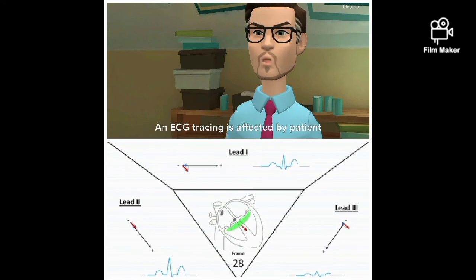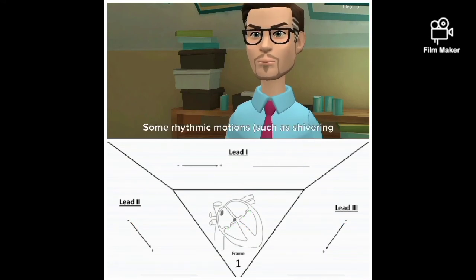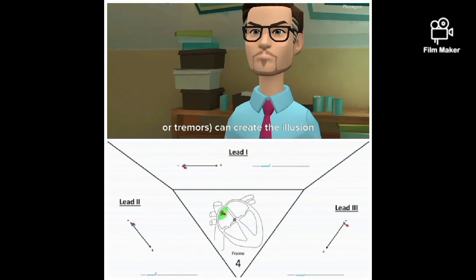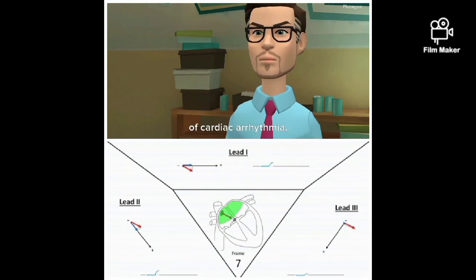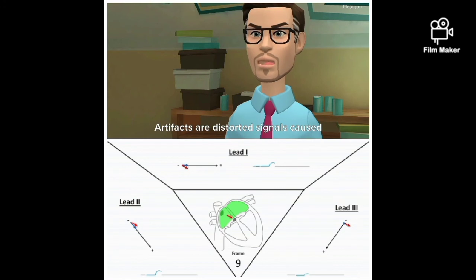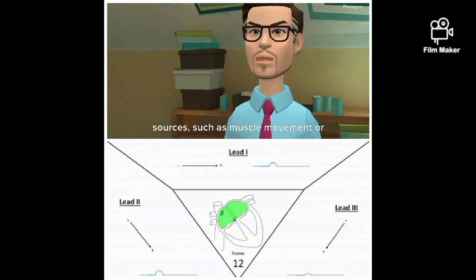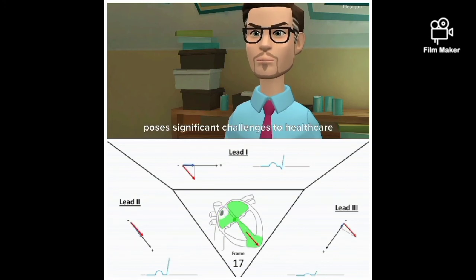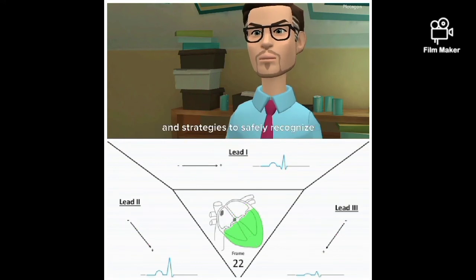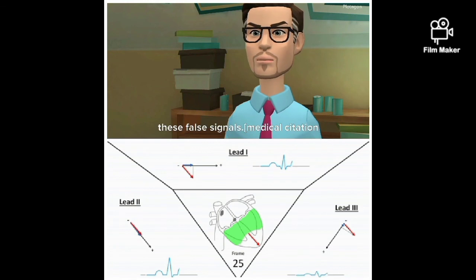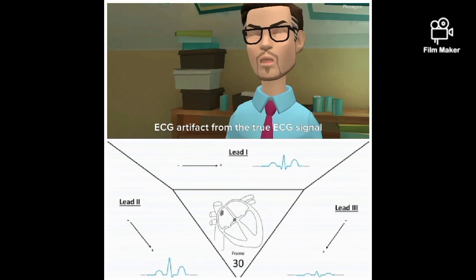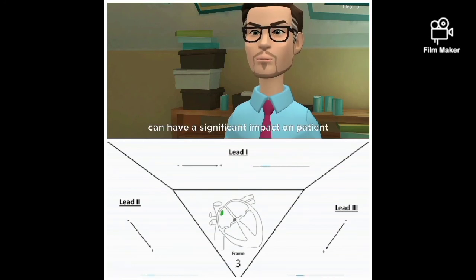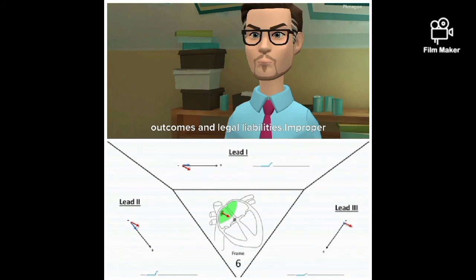Artifacts. An ECG tracing is affected by patient motion. Some rhythmic motions, such as shivering or tremors, can create the illusion of cardiac arrhythmia. Artifacts are distorted signals caused by a secondary internal or external source, such as muscle movement or interference from an electrical device. Distortion poses significant challenges to healthcare providers, who employ various techniques and strategies to safely recognize these false signals. Accurately separating the ECG artifact from the true ECG signal can have a significant impact on patient outcomes and legal liabilities.